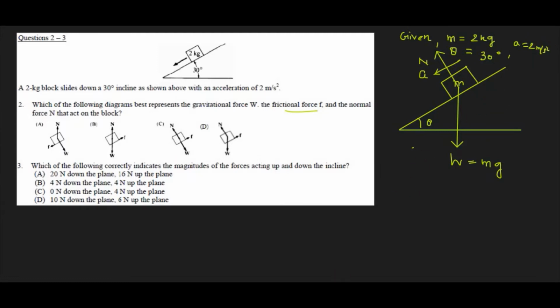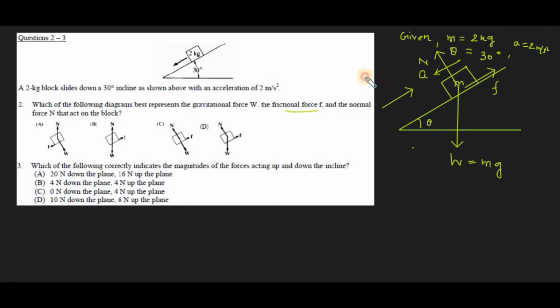Which means the frictional force is always exerted in the opposite direction of its motion. So the frictional force should be exerted along the inclined plane in the upward direction. Now you can resolve this weight into two components. So first, define our coordinate system.